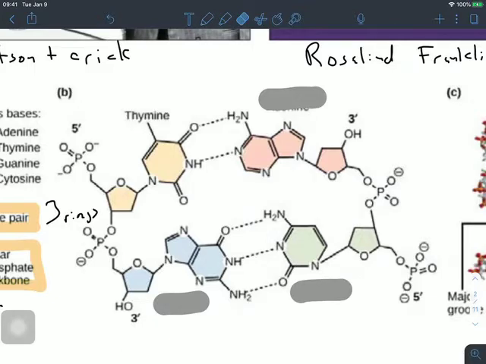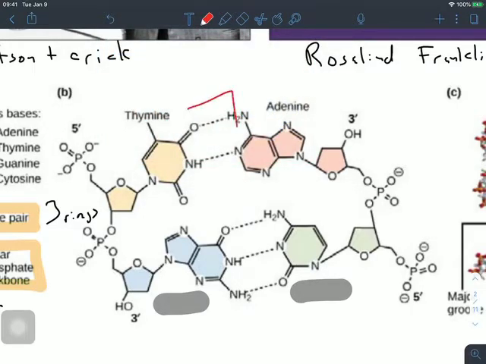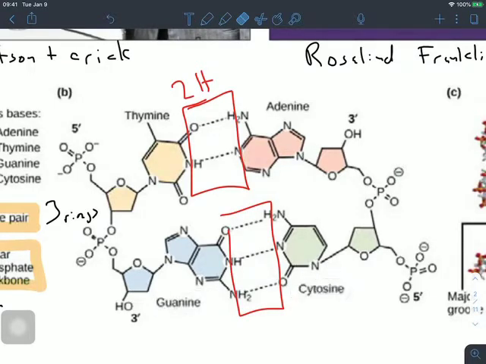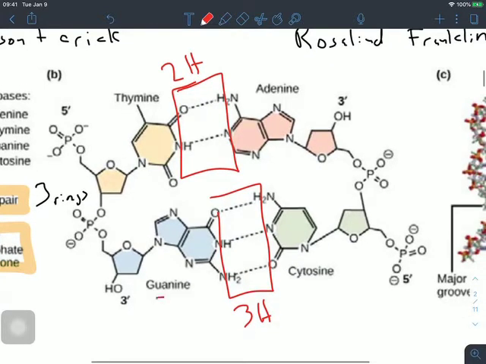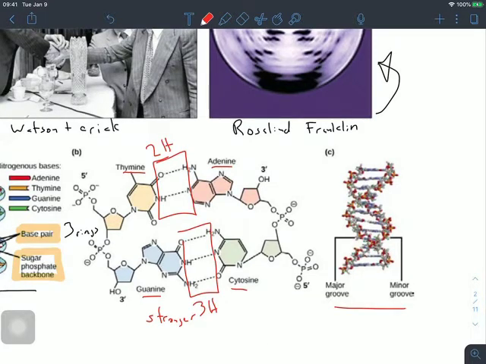With thymine pairing with adenine, I will draw attention to the fact that the thymine-adenine pair has 2 hydrogen bonds, whereas the guanine-cytosine pair has 3 hydrogen bonds. This makes the GC bond stronger than the AT bond. Something to keep track of. And then, of course, we have some information about the major and minor grooves of DNA, but that's mostly beyond the scope of this class.